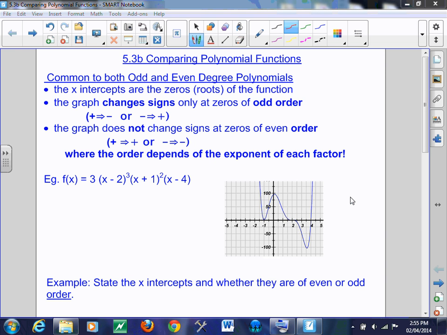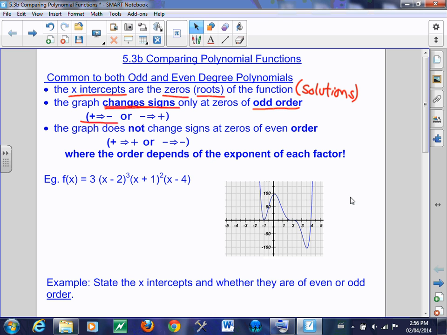Common to both odd and even degree polynomials is that the x-intercepts are called the zeros, roots. You might even have heard them as solutions in the past. And the graph changes signs only at what we call odd order. So what does that mean? If it was coming from the positive direction, it's now going to go to the negative direction. If it's going in the negative direction, it's going to go to the positive direction. So that is odd order, where the signs change. Conversely, the opposite will happen.